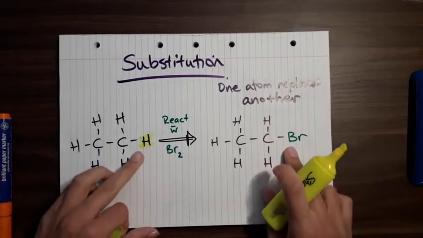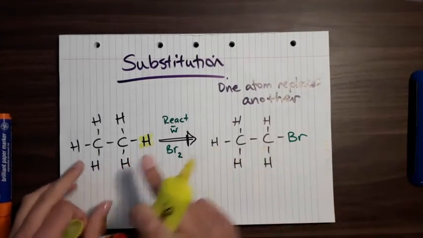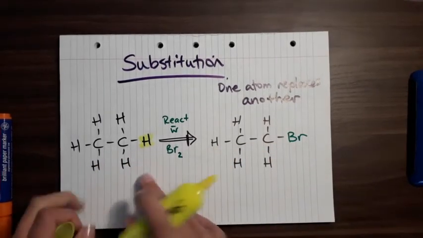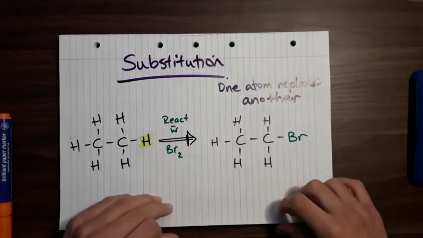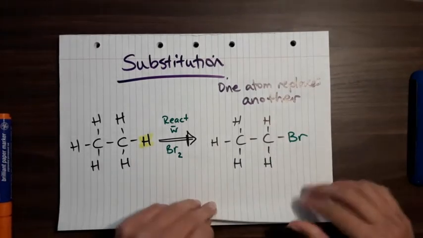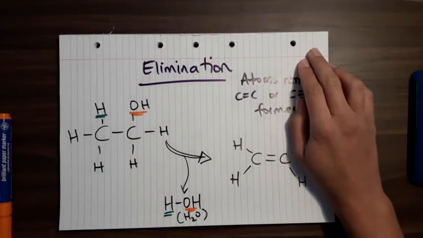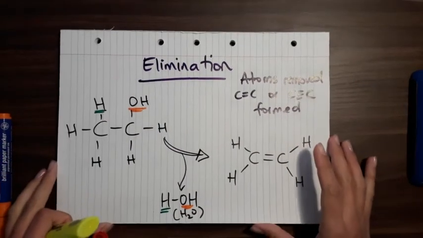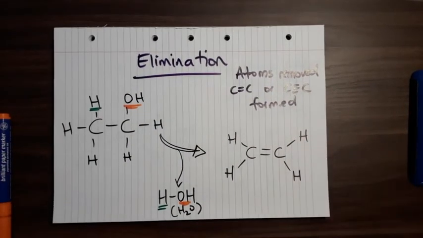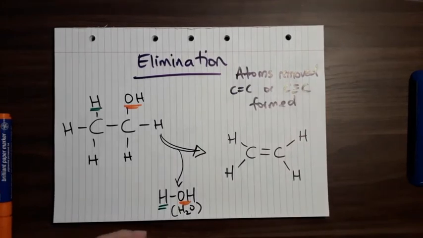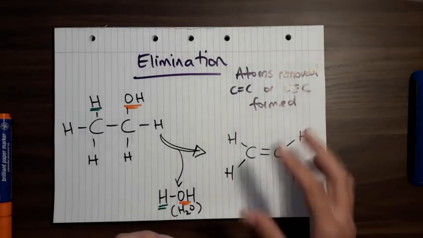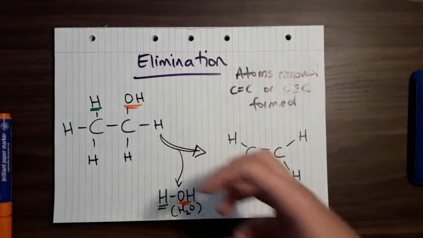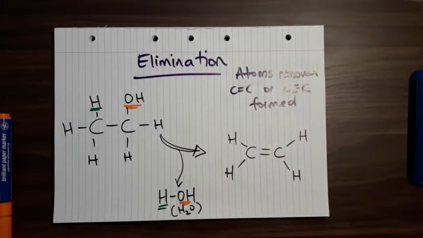So as long as you can spot the difference between what's happened here, you could be a chemist. So that's substitution. Another one is elimination. Now with elimination, again, spot the difference. When you have an elimination reaction, it's because atoms have been taken away or removed from a molecule.